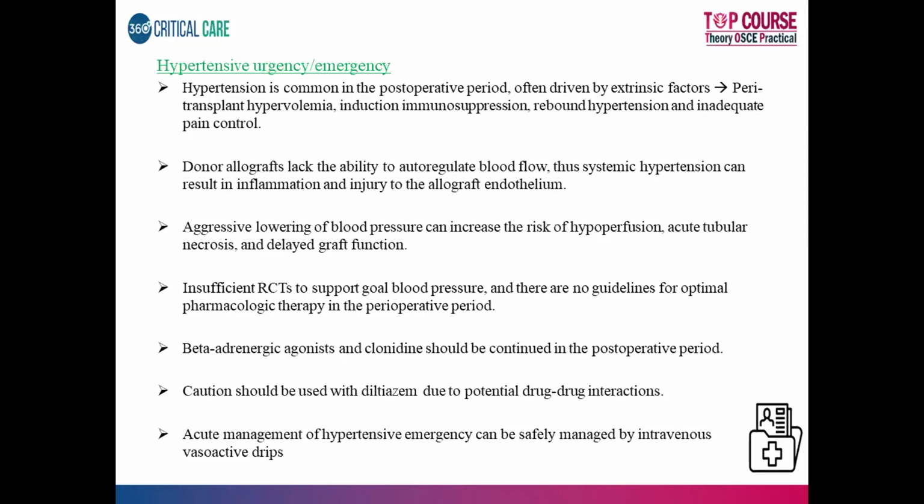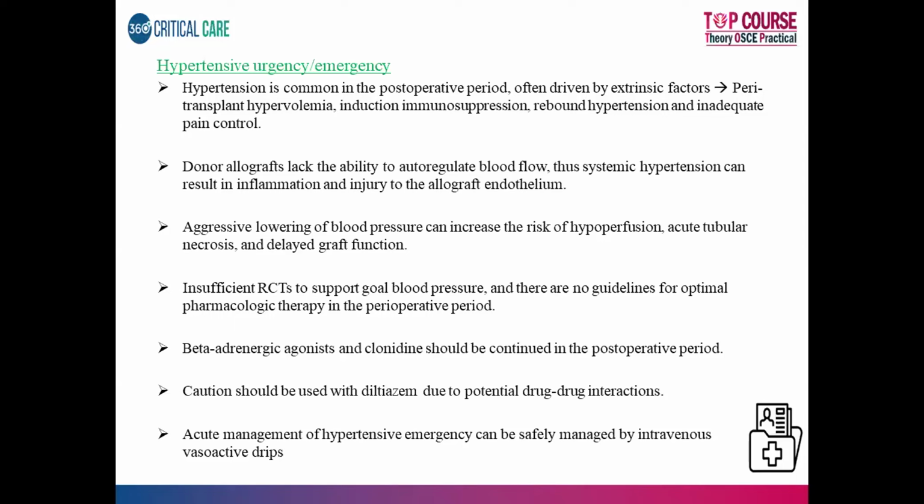One more thing we should know is that donor allografts lack the ability to auto-regulate blood flow. Thus, systemic hypertension can result in inflammation and injury to the allograft endothelium. And second, you think that yes, the BP is too high, I need to control it. But if you control it very aggressively, then it might lead to hypoperfusion, acute tubular necrosis, and delayed graft function.